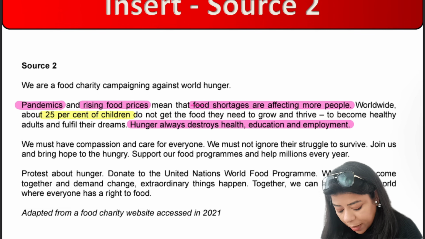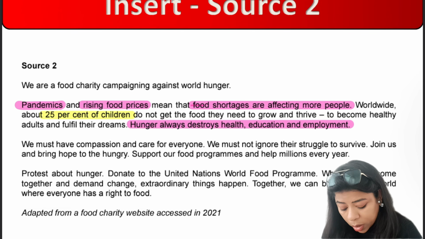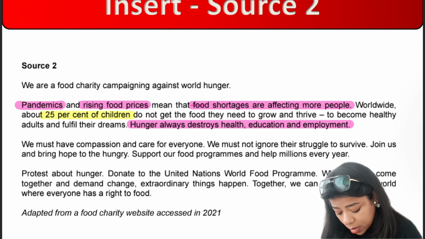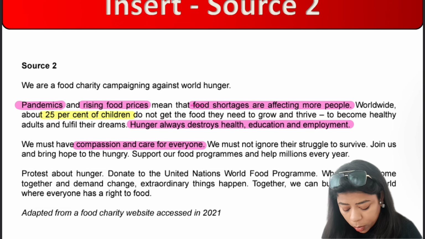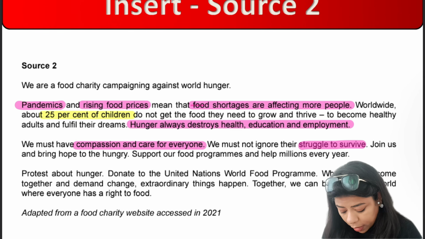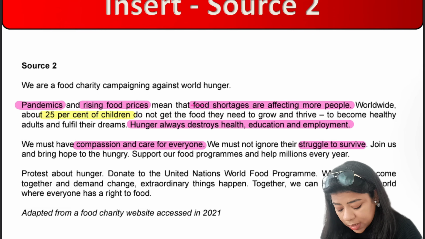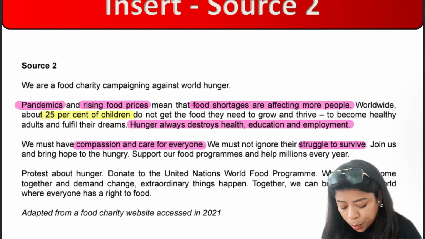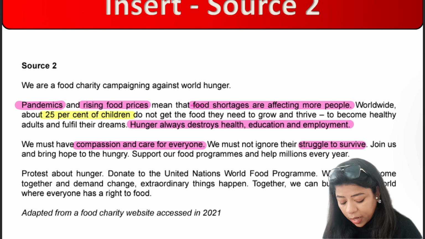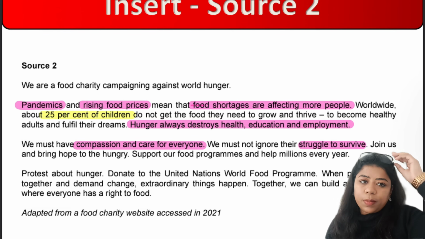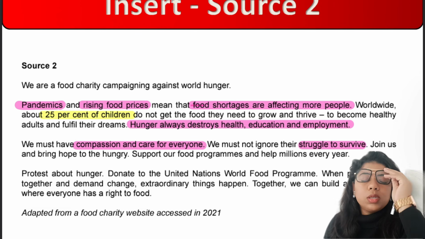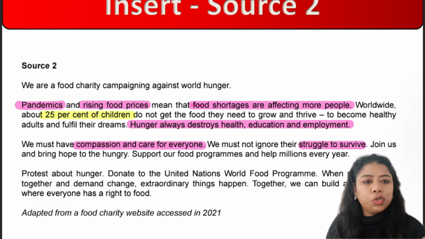We must have compassion and care for everyone. We must not ignore the struggle to survive. Join us to bring hope to the hungry, support our food program and help millions every year. Protest about hunger, donate to UN World Food Programs. When people come together and demand change, extraordinary things happen. Together we can build a better world where everyone has rights. Now in the latter paragraph, I don't feel there is a perspective given clearly, because they are only talking about what you should be doing.